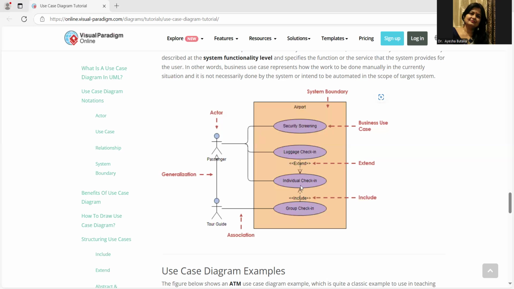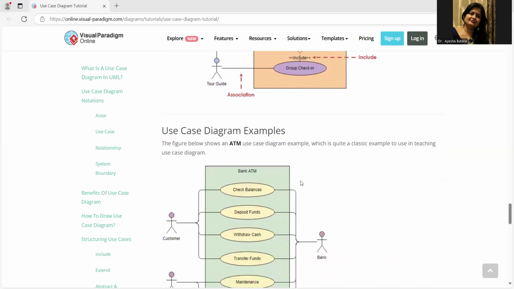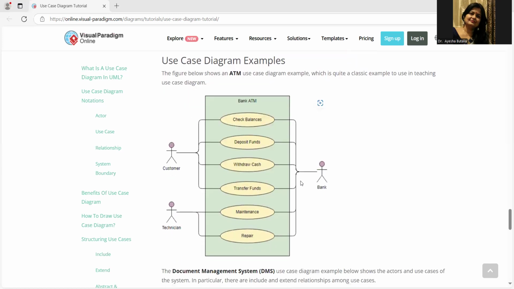This case study is compulsory for this particular case study, whereas this is not compulsory for this particular case study. That's why it is extend. Extend means we extend this facility. That doesn't mean it's always going to be there. It can be used, it cannot be used. Fine. So these are other examples.